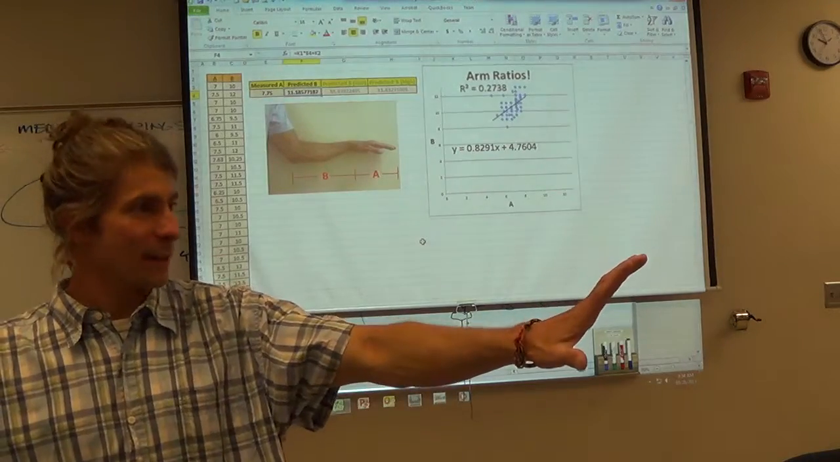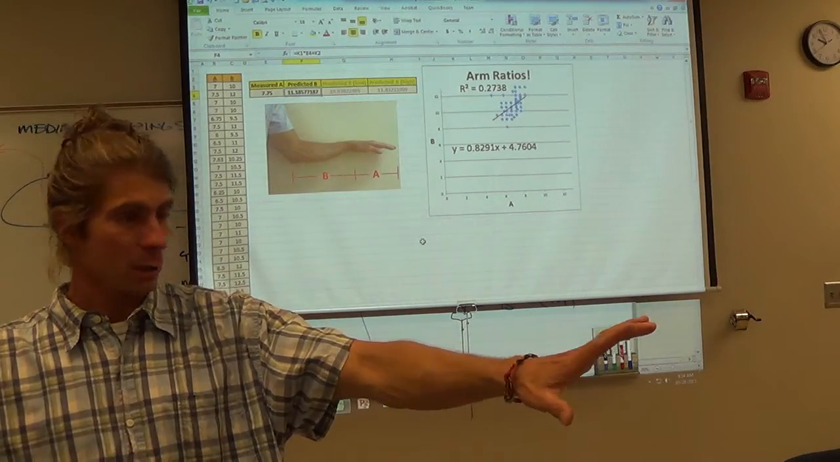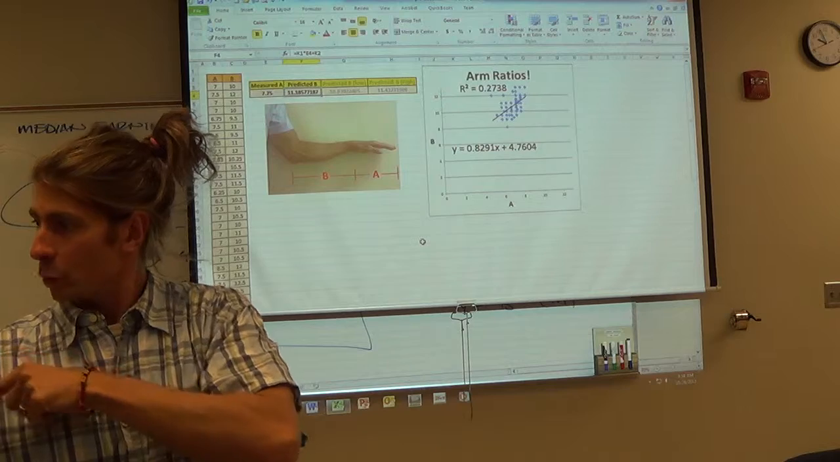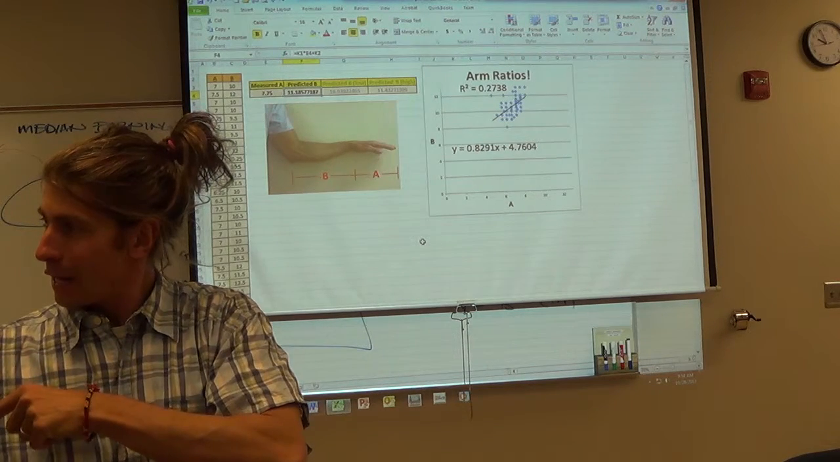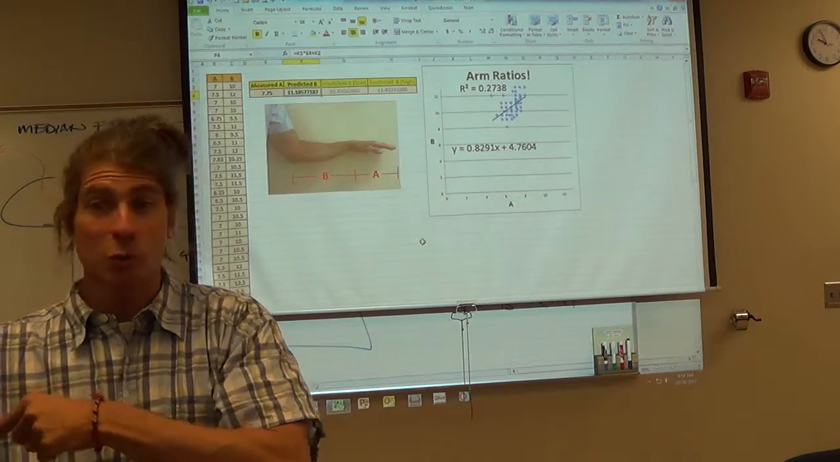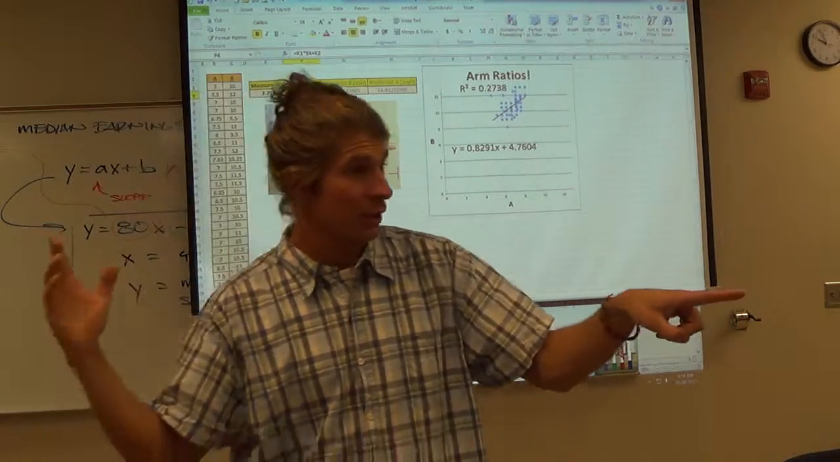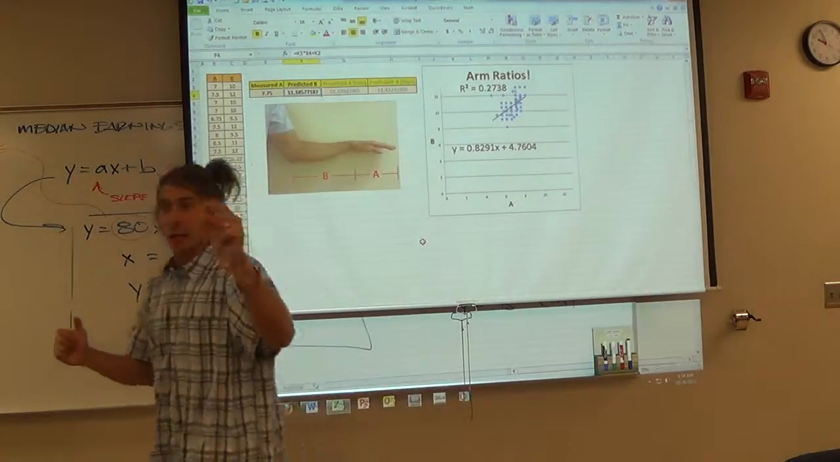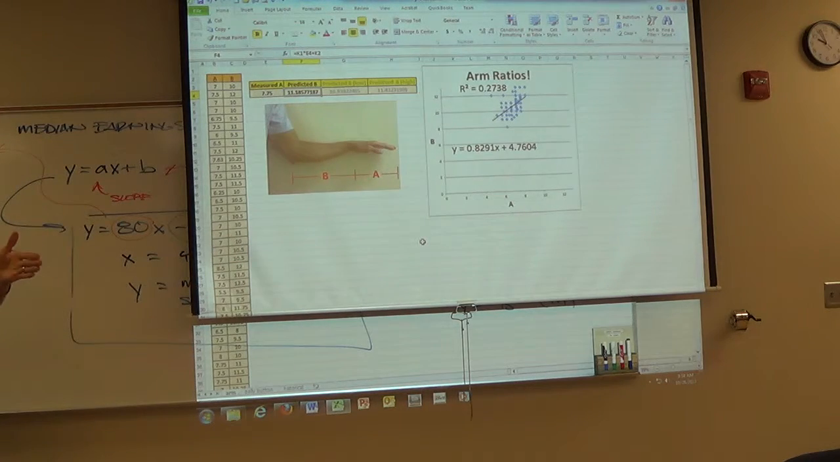11.2, that's about 11 and a quarter-ish. Okay? What do we got? Almost 12. Almost 12, 11 and 3/4. Yeah. So our model's broken, correct? Wrong. Our model is an average.